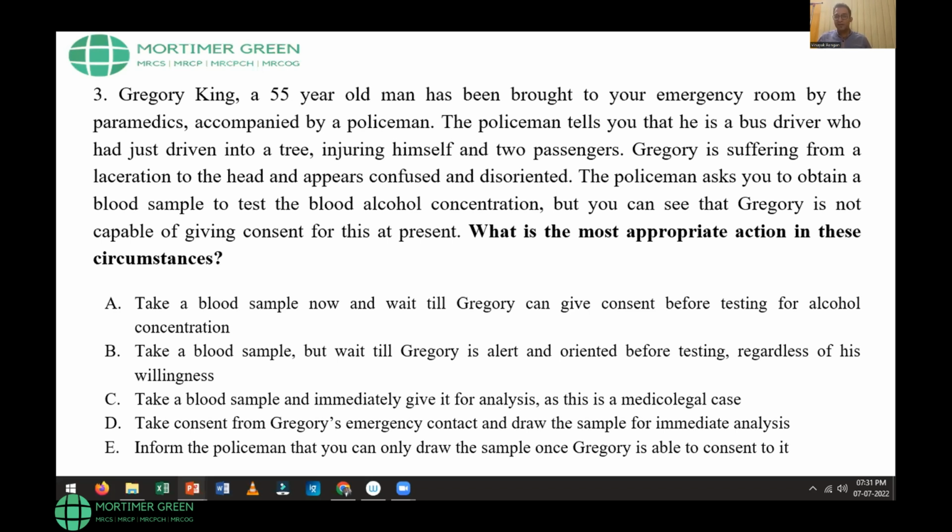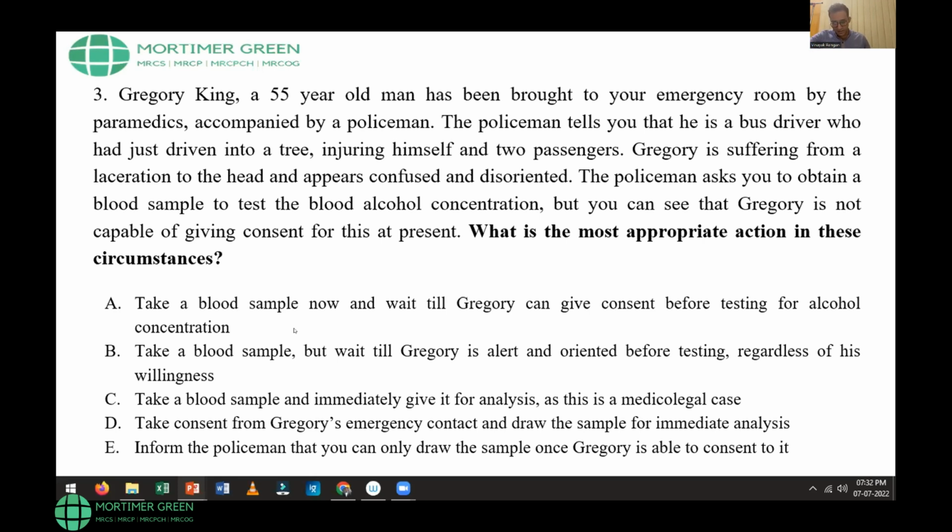Now, C sounds very logical, and that's something I would do if I was in Lady Harding, Safdarjung or Madras Medical College. D, take consent from Gregory's emergency contact and draw the sample. As I've already told you before, the West is very individualistic. There is no role for the emergency contact, the wife, or the parents. So Gregory's opinion is the only opinion that matters, or is it the state? It is the state. E, inform the policeman that you can draw the sample only once Gregory is able to consent for it.